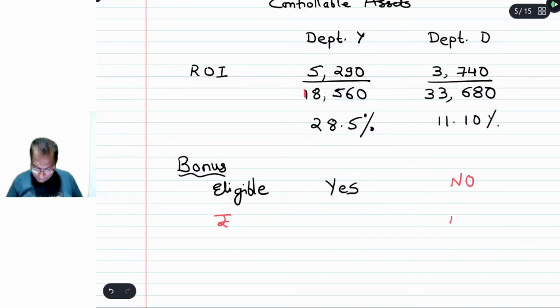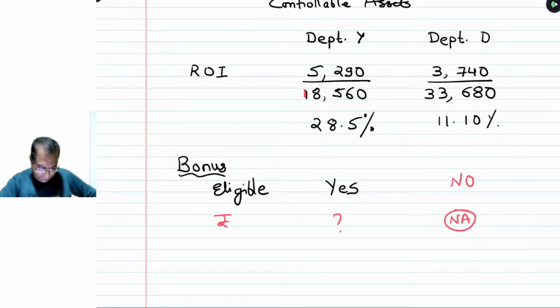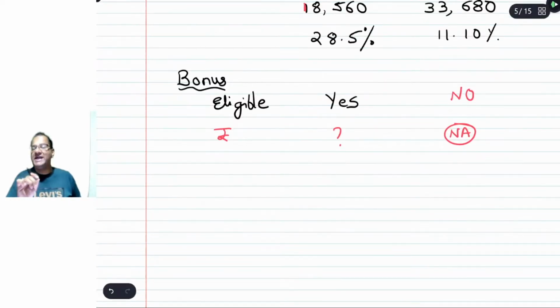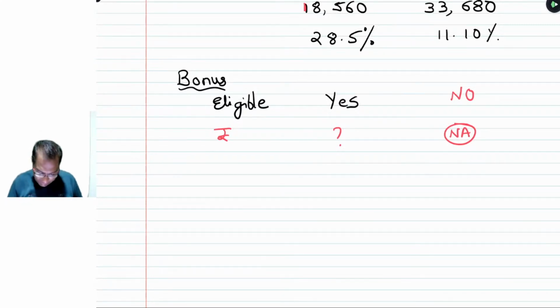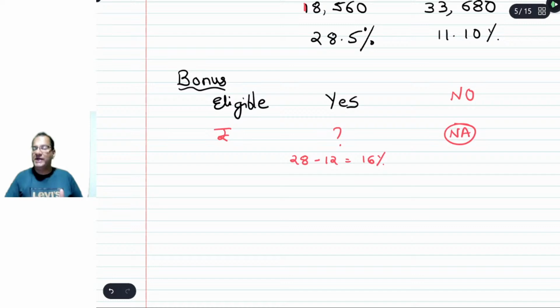कितना बोनस मिलेगा यहाँ पे? ये नॉट अप्लीकेबल हो जाएगा। यहां पे बताइए मुझे, what amount of bonus department Y manager is eligible? ओके बेटा, सो द बोनस अमाउंट इज 1,44,000। तो सबसे पहले जब हम बोनस का कैलकुलेशन करेंगे तो हमें 28.5% नहीं लेना है। We will consider it as 28% minus 12%, 16%, हमारा ROI ज्यादा है, about 12%.